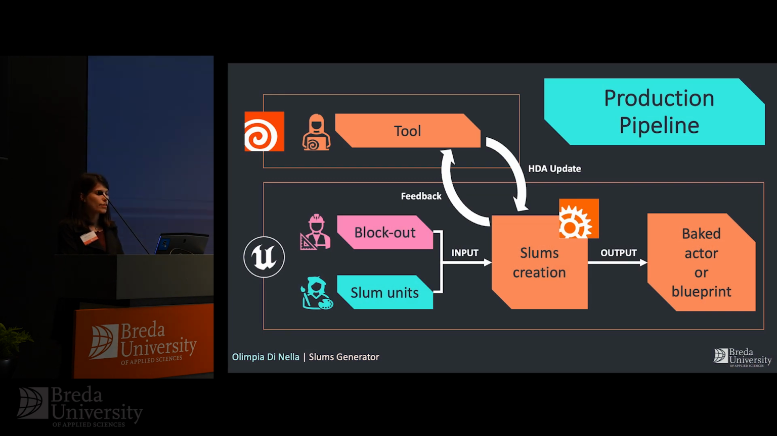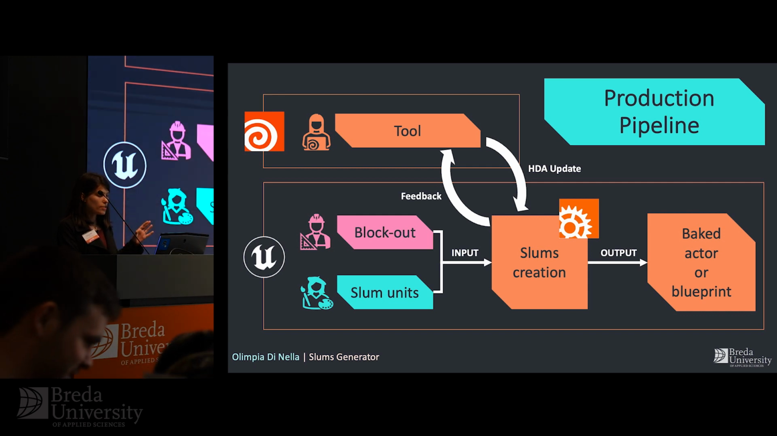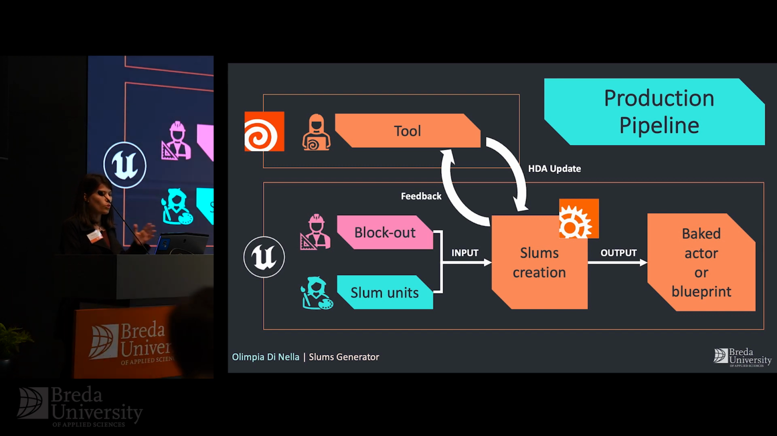To start, let's take a look at how this tool fits in the production pipeline. In Unreal Engine, level designers set up a blockout geometry that serves as the first input for the tool, while artists design one or more sets of slum units that the tool will place and instance within the blockout. As they use the tool for set dressing, they provide feedback and the tool is updated and improved according to their and the game needs. Finally, the output of the tool is baked into an actor or a blueprint.